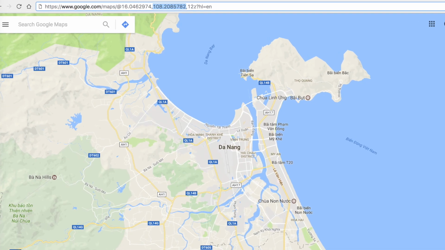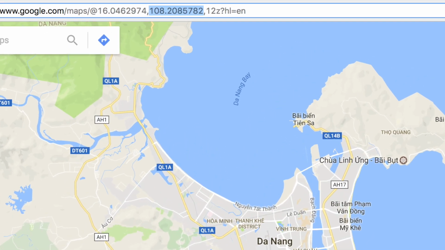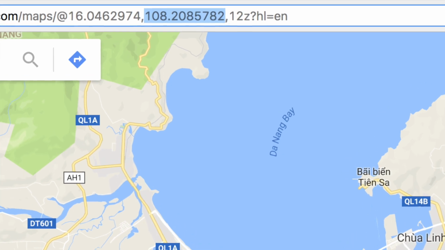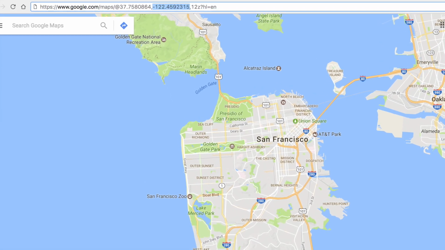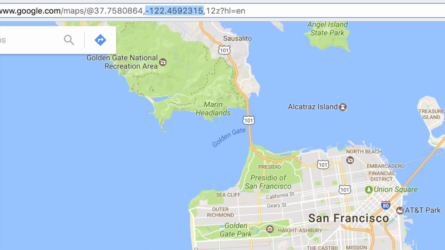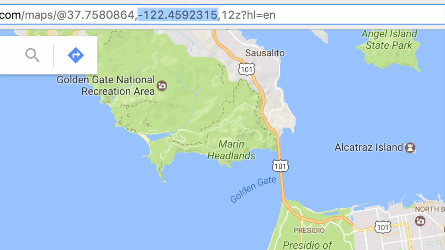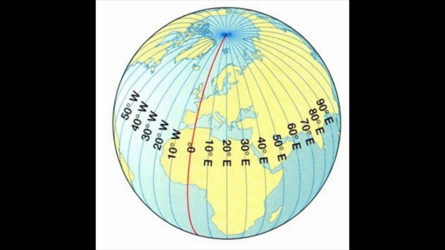Da Nang has a longitude of 108. That means 108 degrees east of London. San Francisco has a longitude of minus 122. That means 122 degrees west of London. If the scientist had been Vietnamese, then 0 would have been in Vietnam, and the world's coordinates would be quite different.